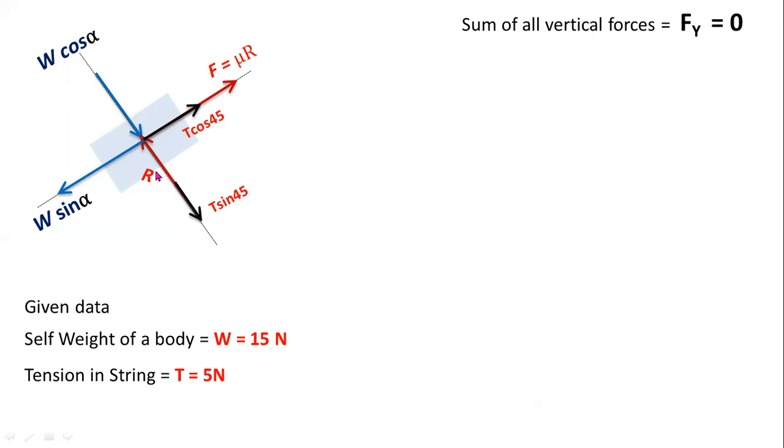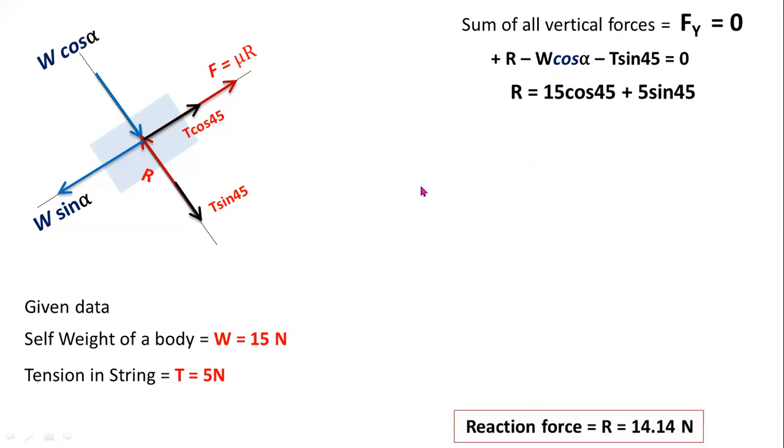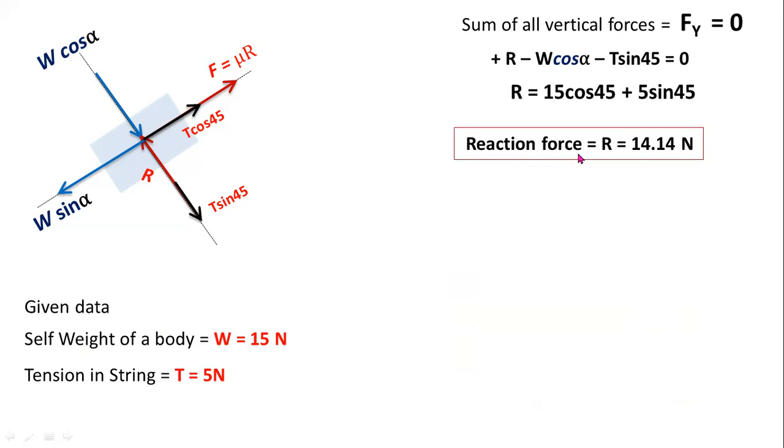Here this one plus R minus W cos alpha minus T sin 45 equal to 0. Here alpha equal to 45 degrees. Now from this equation, reaction force R equal to 15 cos 45 plus 5 sin 45. Here W equal to 15 newtons and T equal to 5 newtons. So the normal reaction R equal to 14.14 newtons. After getting the normal reaction, you have to determine the value of coefficient of friction mu.